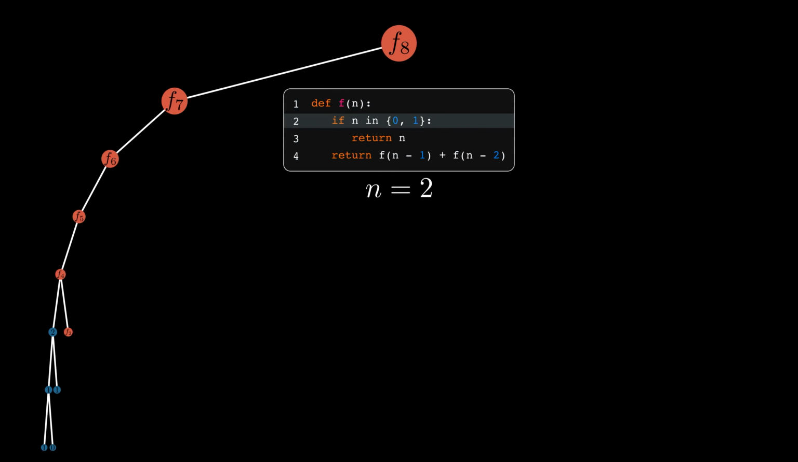Here we have to compute f of 1 and f of 0 once again, and add them together to finally obtain the value f of 2. Once we have done this, we can finally finish the function call of f of 4 by adding f of 3 and f of 2 together. According to this principle, the recursion tree will now be built up further.